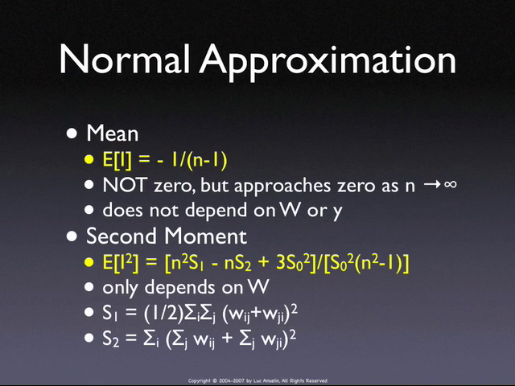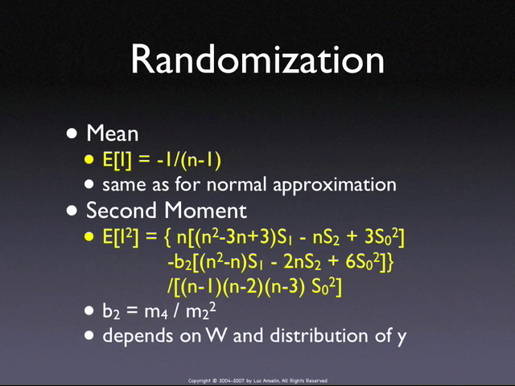So with these things in hand then, we take our Moran's I, we subtract the mean, divide by the square root of the variance, take a z value, plug it in the standard normal table. That's how we do it. And for the randomization, same mean. So the mean is not affected by our assumption, but the variance is another story. So again, we have this very complicated thing with the observations. These S's are in here, but then b2 is in there too. And b2 is a ratio of the fourth moment over the square of the second moment.